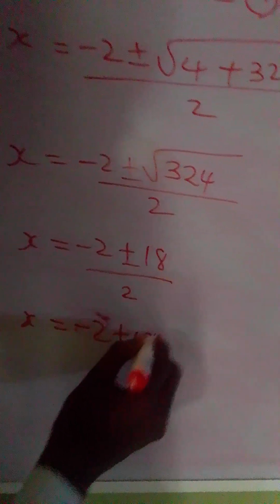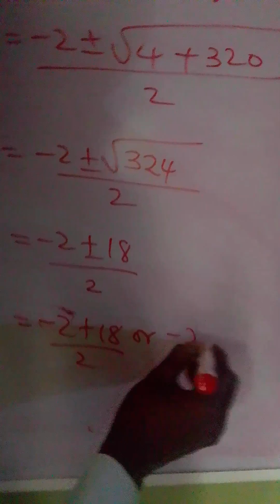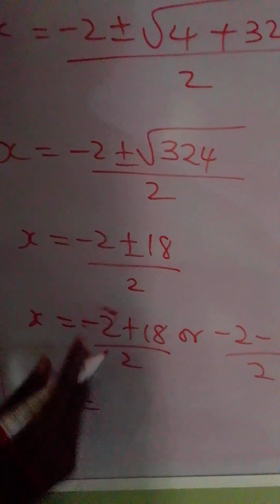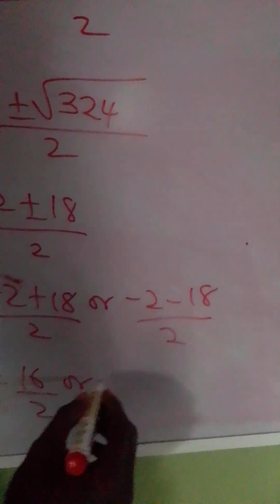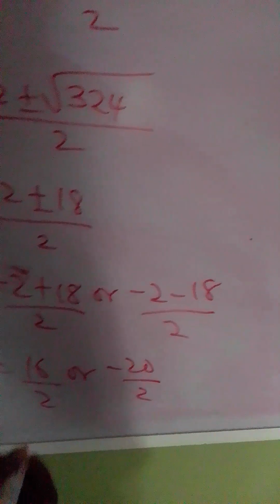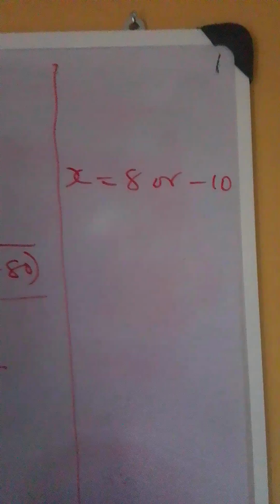Alright, now let me clean this. So we have minus 2 plus 18 over 2 or minus 2 minus 18 over 2. So we have x equal to minus 2 plus 18 is 16 over 2, or minus 2 minus 18 is minus 20 over 2. Then we have x equal to 16 divided by 2, which is 8, or minus 20 divided by 2, which is minus 10.